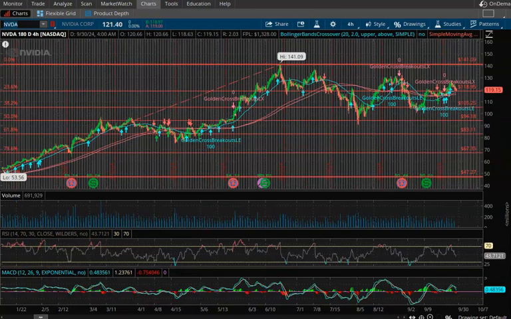Next up's NVDA, ticker symbol NVDA. So currently at 121.40, seems to be kind of staying around the 121, 120 level. We've been there for quite a while, ever since we ran up to 140 and fell down.